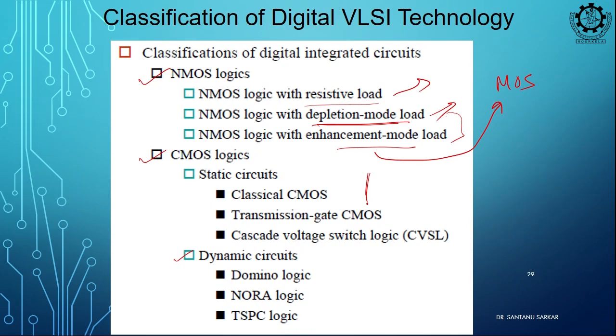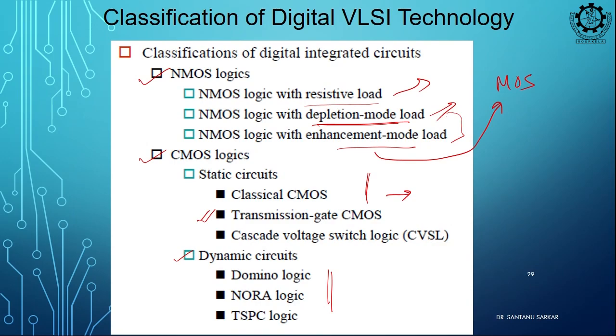CMOS logic is our classical CMOS logic that we just drew, or we can have a transmission gate or CVSL logic. These different types of logic we will discuss later. So, now if I ask you what is the difference between a static logic and a dynamic logic, why it is known as static and why it is known as dynamic, any idea? Have you studied any of this, domino logic, nodal logic? Why is it known as dynamic and why is this known as static, how is the structure different?